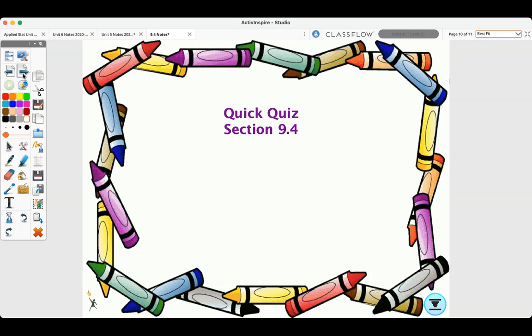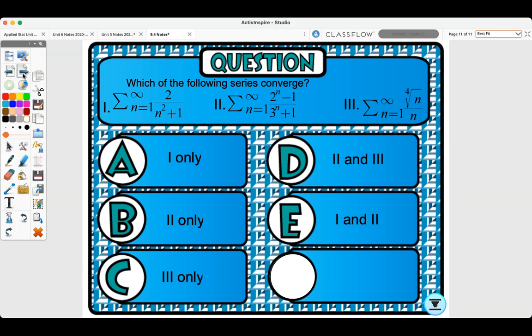So let's look at the quick quiz for section 9.4. Take a moment. Which of the following series converge? You have 3 different series here. Either 1 can converge, only 2 converge, only 3, or 2 and 3, or 1 and 2. So go ahead, take a minute, try to figure out which ones converge first, and then choose your answer.